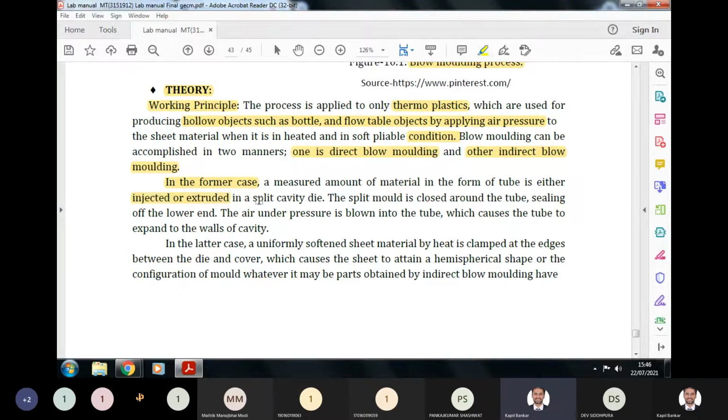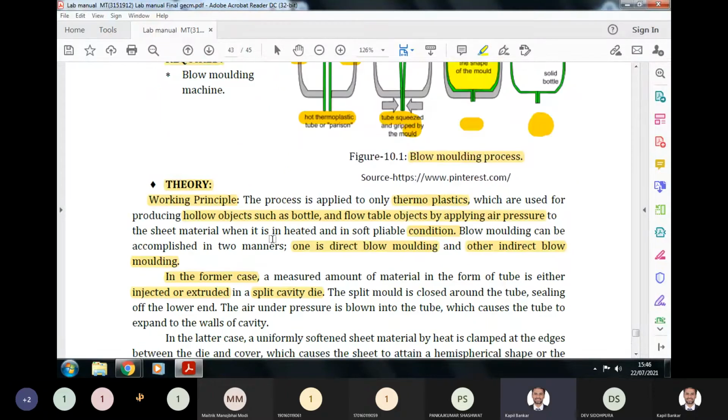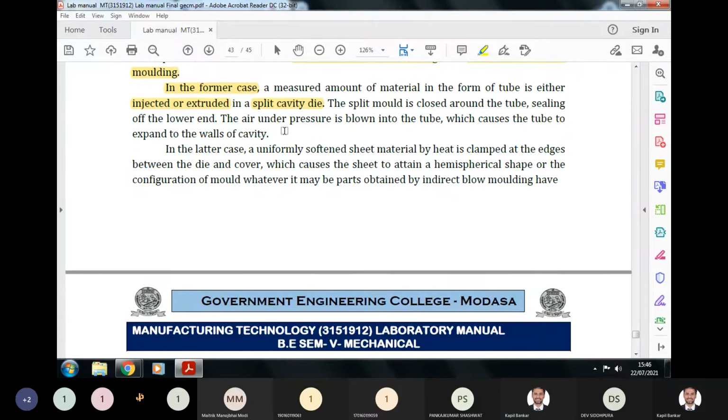Split cavity die means, see in this figure, this is one die and this is the other die. So there are two parts of the die and they can be opened and closed. That's why it is known as split die. Two parts of the die are there in the blow molding process. That's why it is known as split cavity die, because it can be opened and closed from the center.